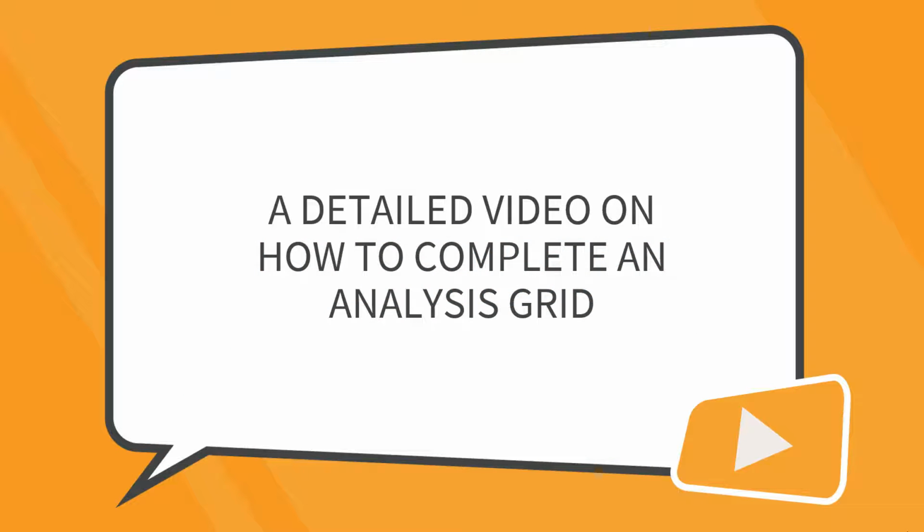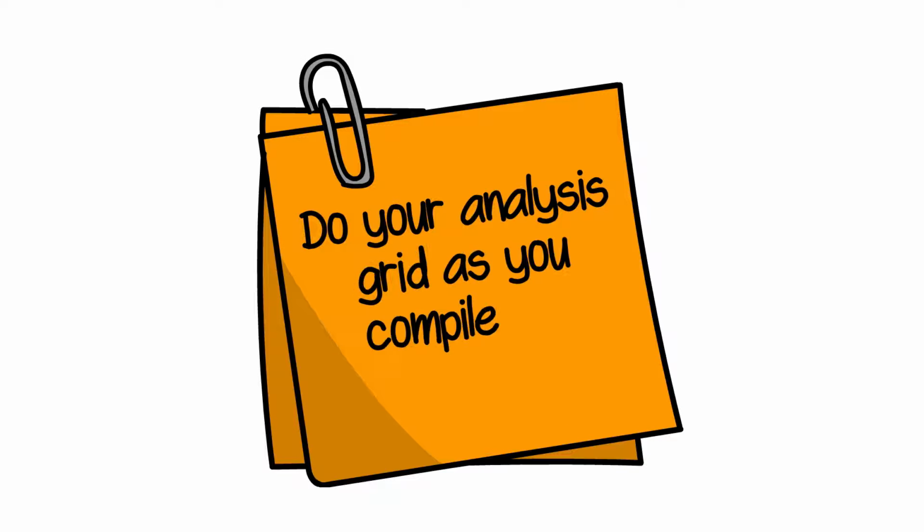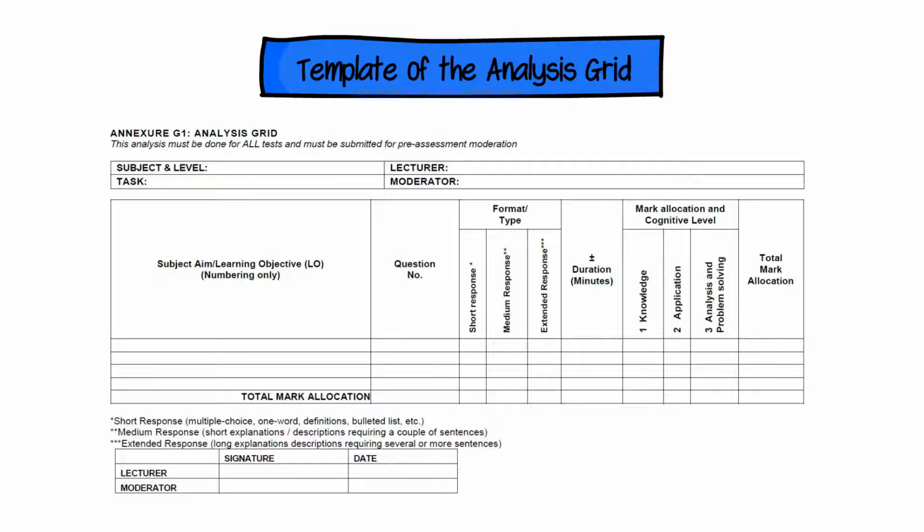Now we can go back to the analysis grid of Criterion 1. You need to know how to do this, so watch the video carefully. Explanation of analysis grid. Remember to do your analysis grid as you compile the paper. Do not do this afterwards.